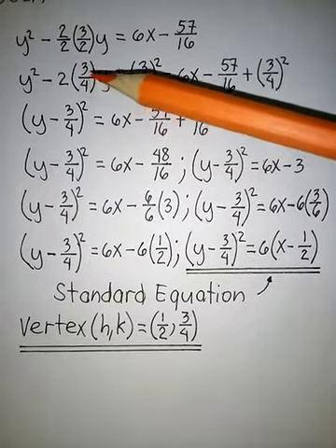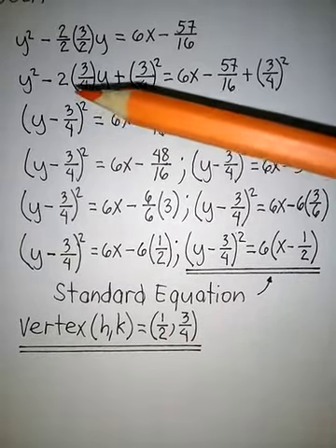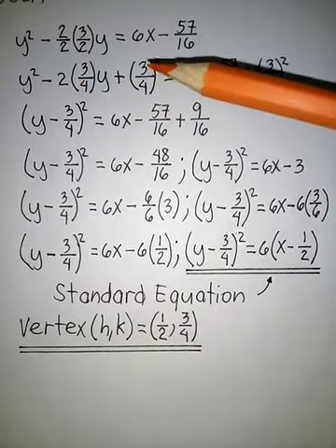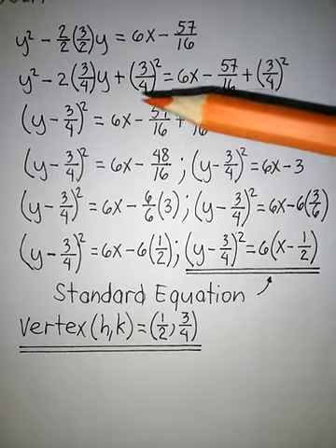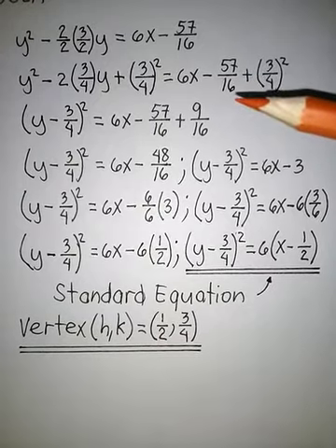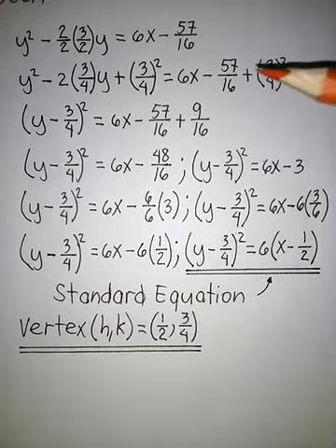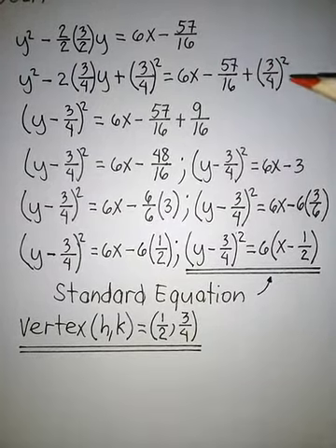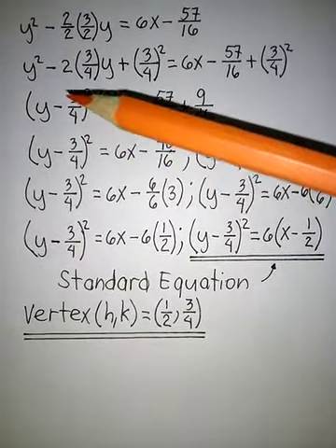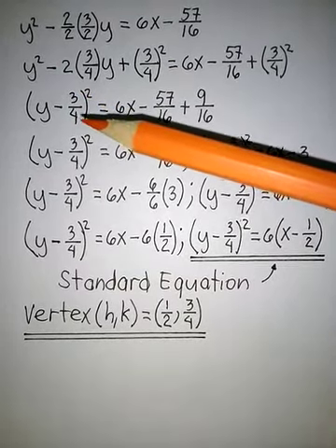So, 2 times 2 is 4. So, 3 fourths. 2 times 3 fourths y plus, so we have here y squared and then we have y. So, we have here 3 fourths. So, we must add quantity 3 fourths squared here, and that will be equal to 6x minus 57 over 16. And then again, let us add quantity 3 fourths squared here to balance this entire equation. So, we will have the square of the binomial. This is from the perfect trinomial square.